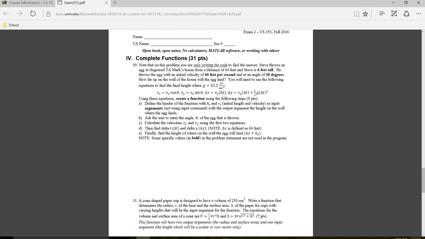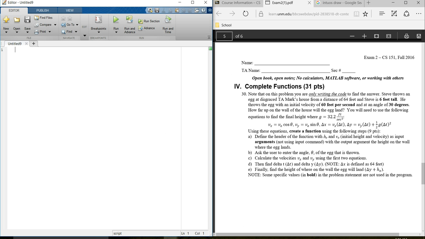You'll need to use the following equation to find the final height, where g is equal to 32.2 feet per second squared. This is worth 9 points. Define the header of the function with h0 and v0, initial height and velocity, as input arguments. Do not use an input command. The output argument is the height on the wall where the egg lands. Ask the user to enter the angle theta of the egg that is thrown.